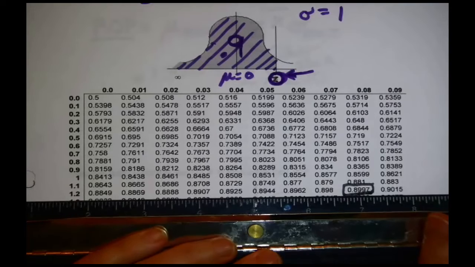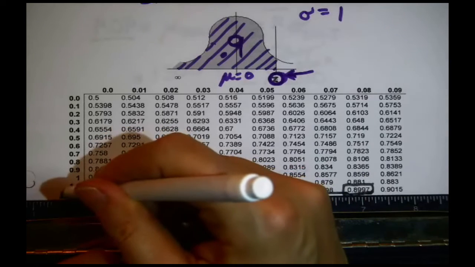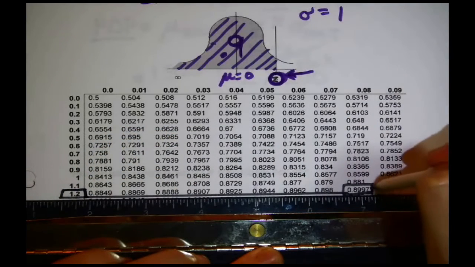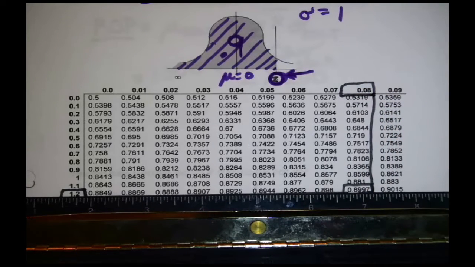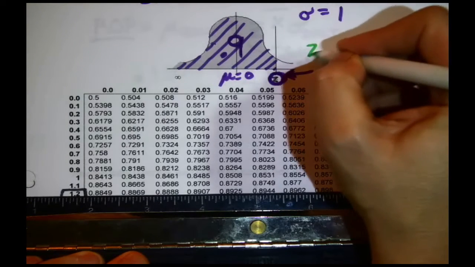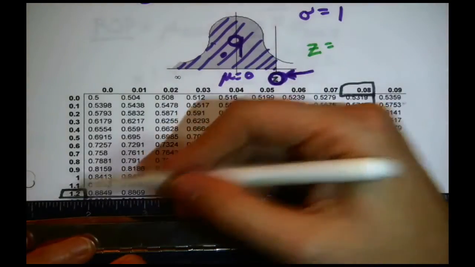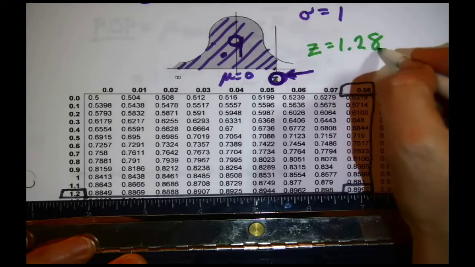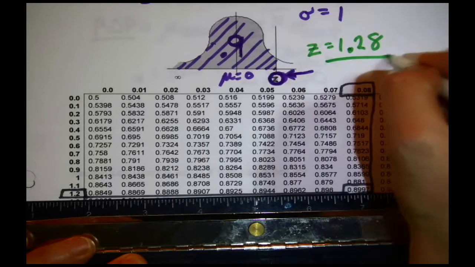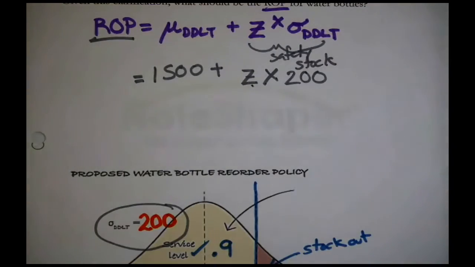I found it. The question is, what z value does it belong to? Trace that first out to the row. There's your first two digits. And then upwards to the column. There is your third digit, or the second decimal place. Then piece it together. If you want 90% to be in here, you want a z value of 1.2, then consult here, 8. A z value of 1.28. Oh, that's the number that's missing. That's the number I need to finish this.